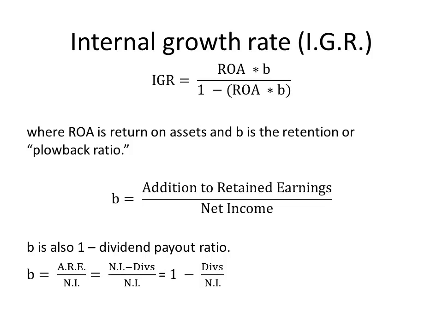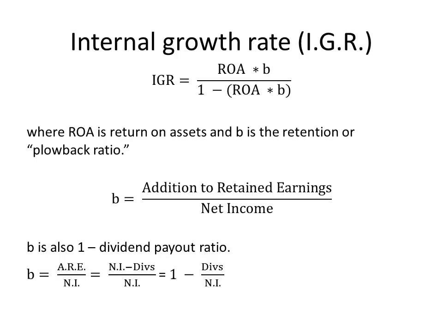Here's how we calculate the internal growth rate. We start with ROA, which is return on assets, and we multiply that by b. b is what's known as the retention or plowback ratio. This is the percentage of net income that is reinvested in the firm. We can calculate that as addition to retained earnings divided by net income.